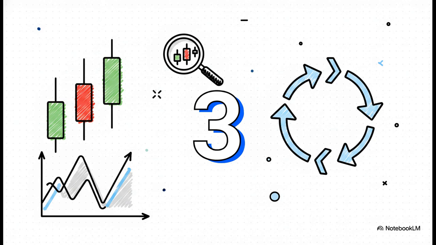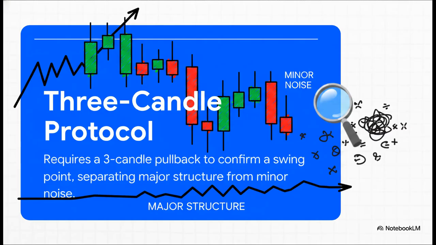It's kind of wild that a technique this powerful really just boils down to one simple number. 3. That's it. This number right here is going to be your new filter for seeing the market with absolute precision. So what is the three-candle protocol exactly? Well, think of it like this. It's a rule that says for any potential turning point in the market to be taken seriously, to be considered valid, it must be followed by a pullback of at least 3 candles.